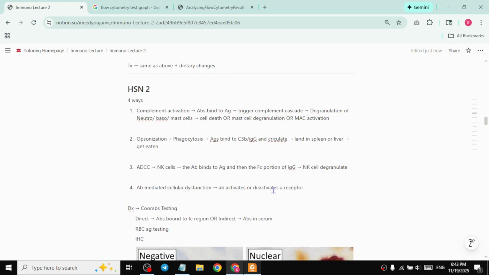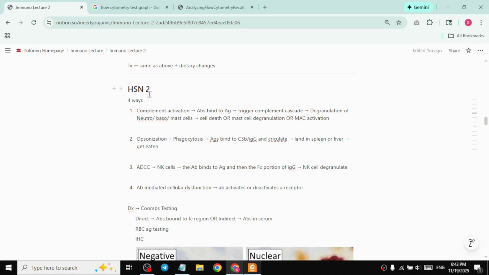All right, now comes type 2 hypersensitivity. Type 2 is versatile in a way because antibodies are versatile, right? There are four ways type 2 hypersensitivity works, the first being complement activation.